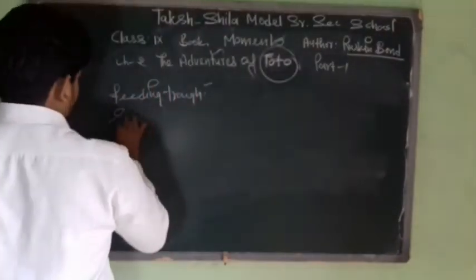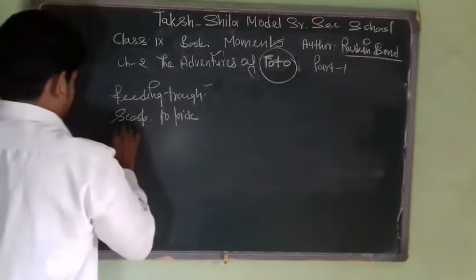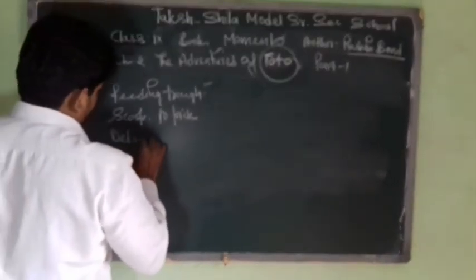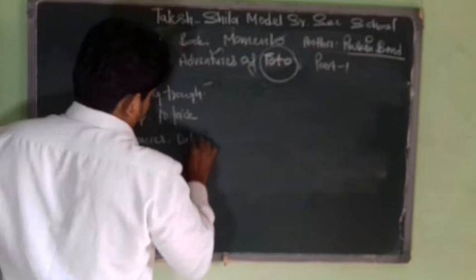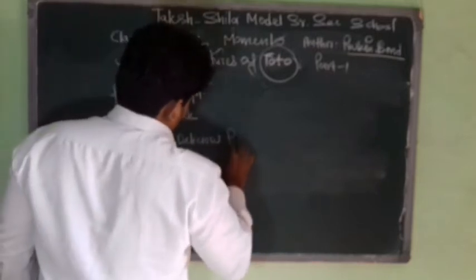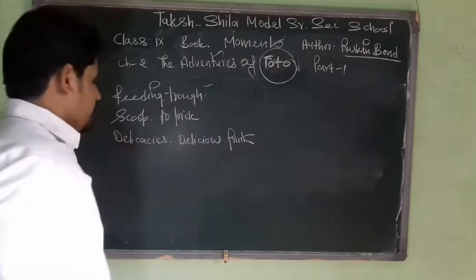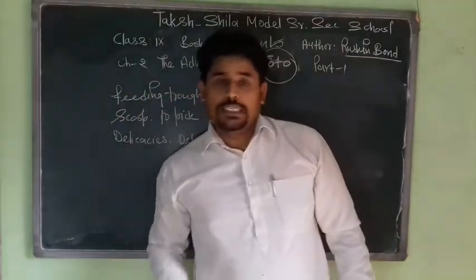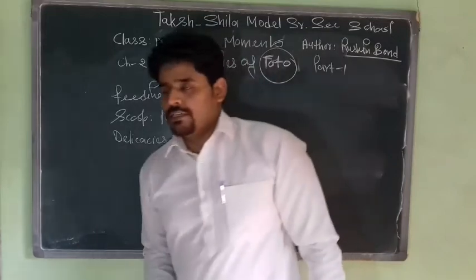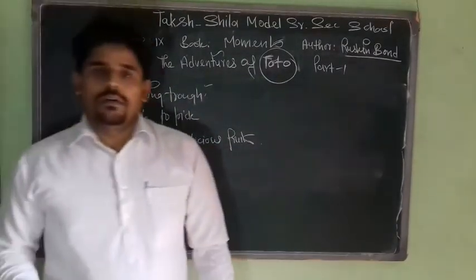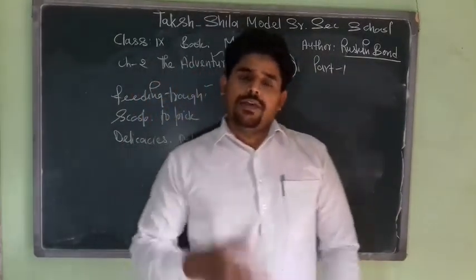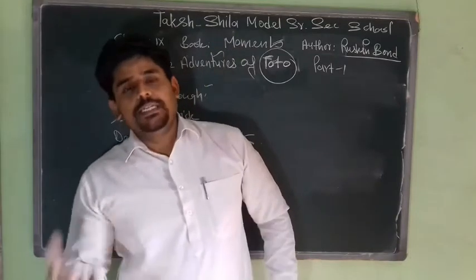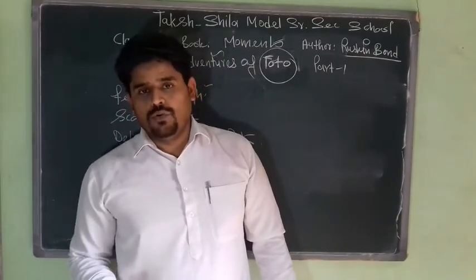Scoop, students, here means to pick or to pluck. Delicacies means delicious fruits. So he used to scoop the delicacies, the delicious fruits. He used to pluck the delicious fruits which were quite out of his reach. So students, here we have just a detailed description of the monkey Toto.